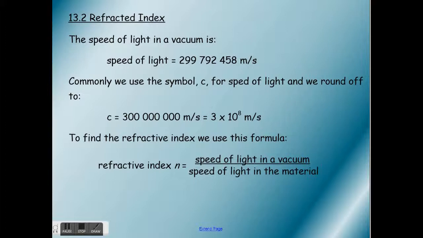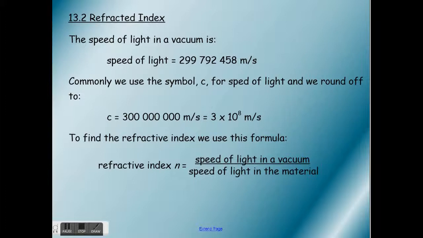So, the speed of light in a vacuum is 299,792,458 meters per second. More commonly in physics, we use the symbol c to represent the speed of light, and we simplify that to just 3 times 10 to the 8 meters per second. So this is the actual speed of light, and this is just what we use generally in our calculations.